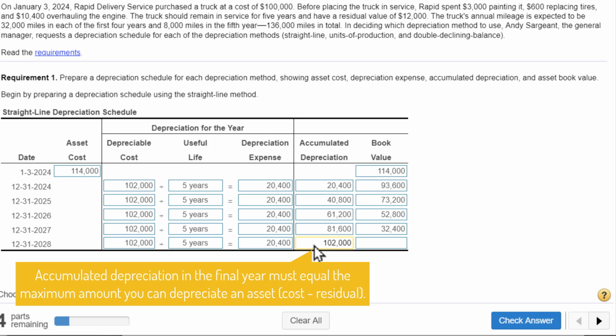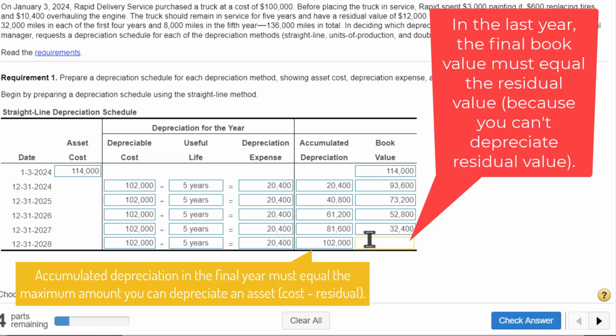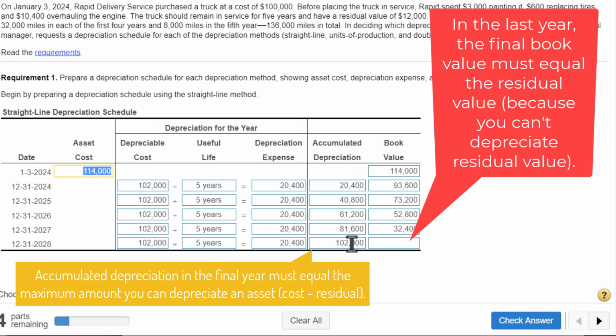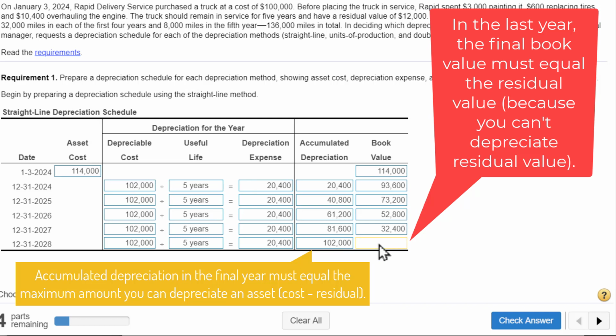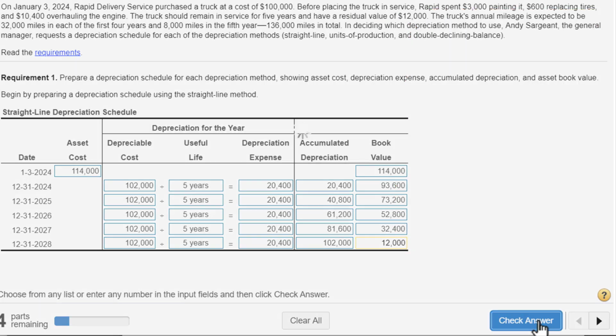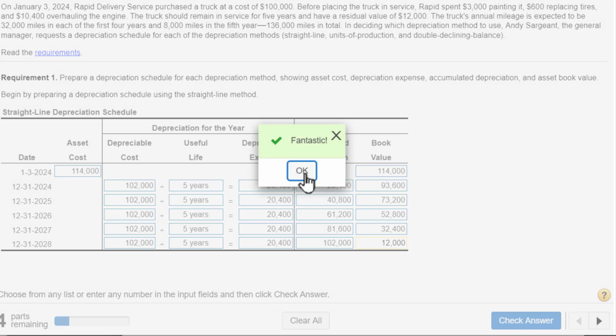And then the last year, accumulated depreciation is the prior year's accumulated depreciation plus this year's, and we get 102,000. And what is the book value in that final year? Take the asset cost, subtract accumulated depreciation, and we get 12,000, which should be the residual value. So let's double check. The residual value is 12,000, and the final year book value is 12,000. So we've done that correctly. Check our answer. Fantastic.